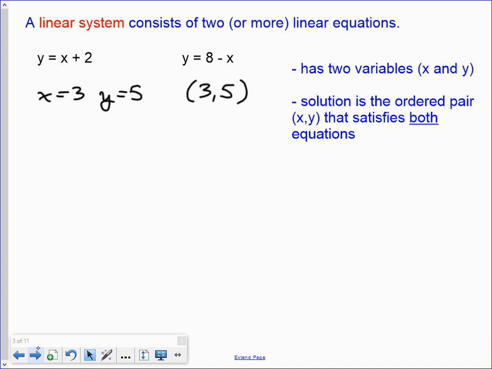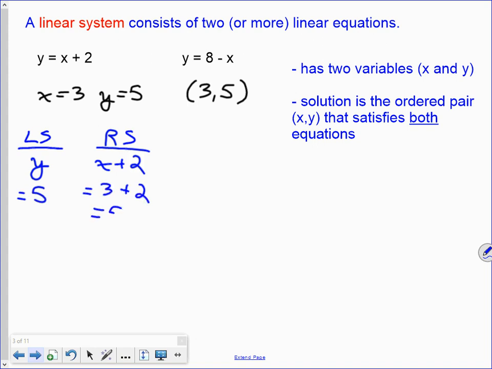So for instance, if we take our first equation here and we look at the left side and the right side, our left side is y, our right side is x plus 2. If we sub in y is equal to 5, we get 5. If we sub in x is equal to 3, we get 5 as well, right? So left side equals right side.